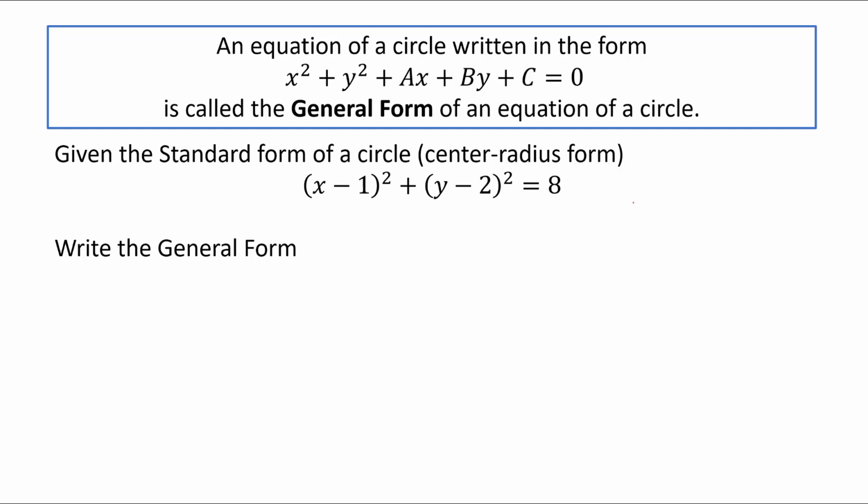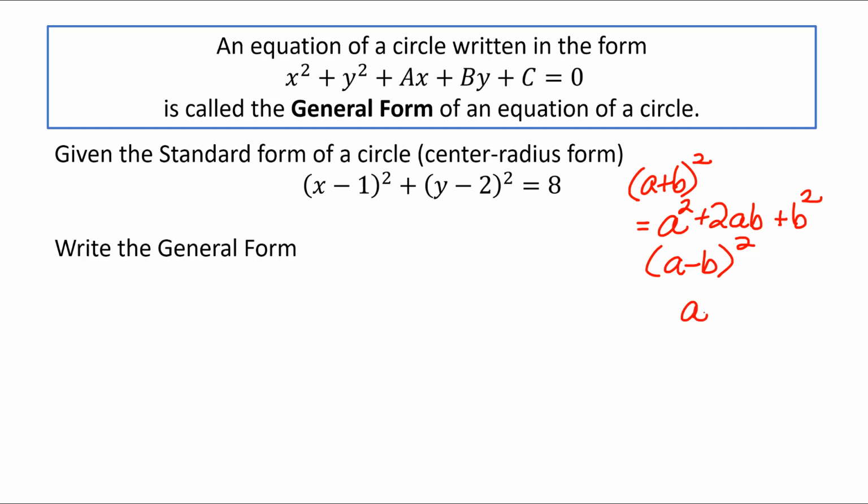Remember that when you want to square a binomial, this is the pattern that happens. (a plus b) squared is equal to a squared plus 2ab plus b squared. And if you have (a minus b) squared, that's always going to be a squared minus 2ab plus b squared. So keep that in mind. Whenever you have to square a binomial, you should know these patterns by now.